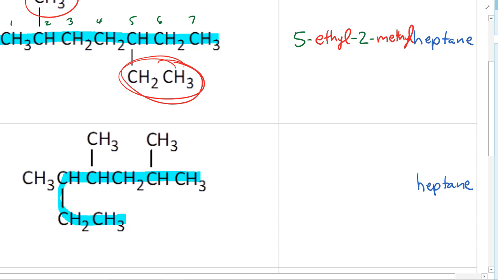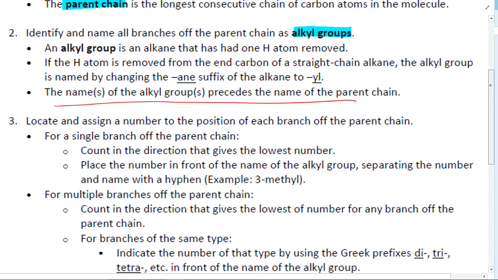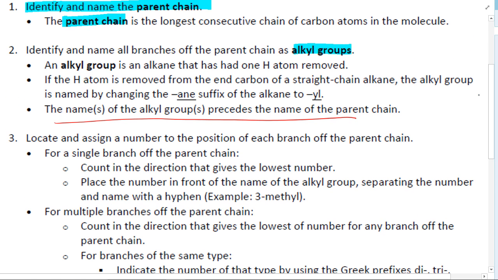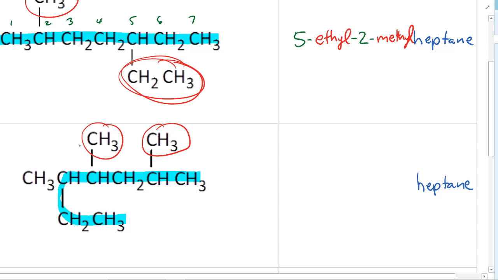Once we have that heptane, then the next thing we are going to do is identify and name all of the branches off the parent chain as alkyl groups. So how many branches are there off of this parent chain? There's 1, 2, and 3. So anything that's not a part of the parent chain is considered a branch off the parent chain.